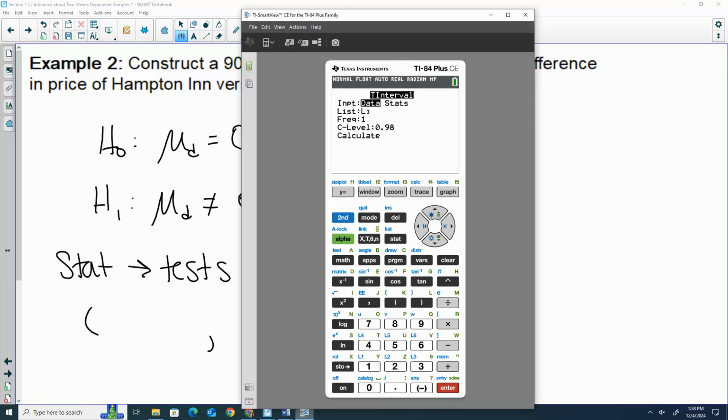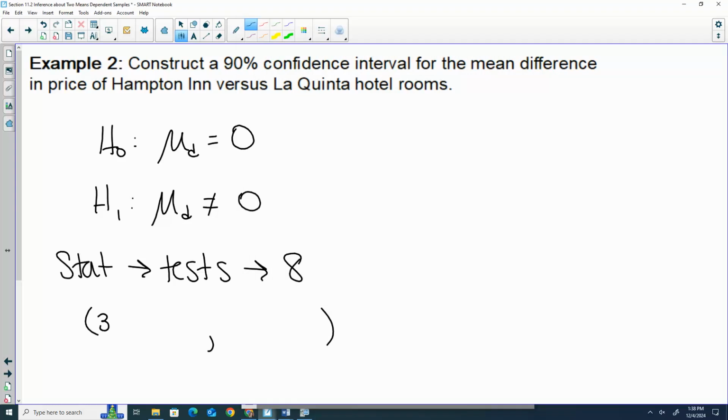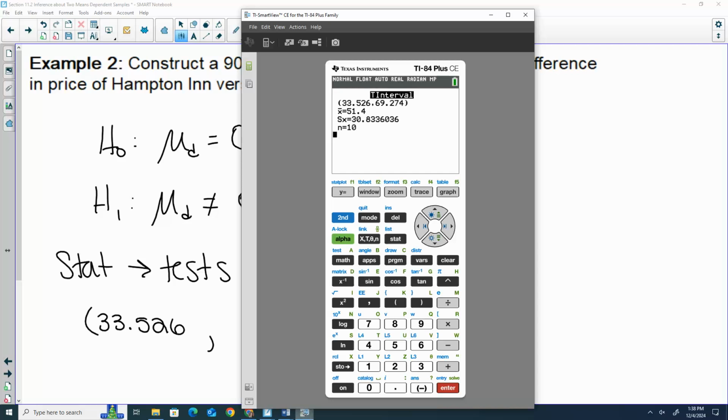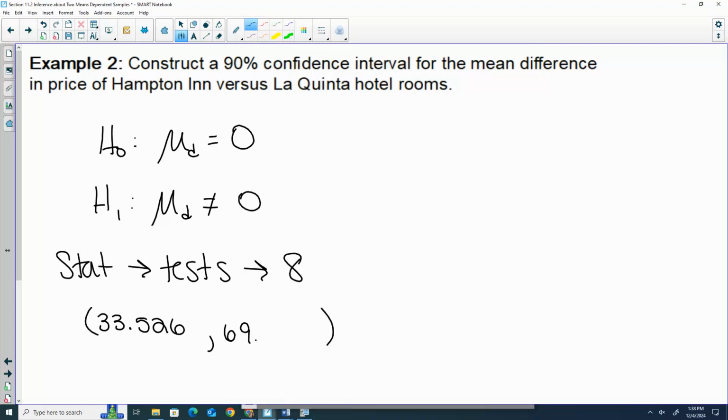We do need to make sure that it's based off the data because we did have the two sets of numbers. My list is L3 because I'm looking at the difference. That was the third list. Frequency should be 1. Confidence level, I said 0.9. So that is my confidence interval.